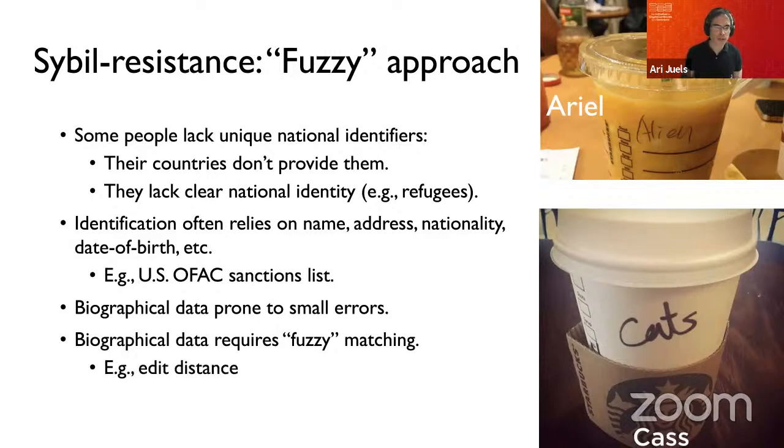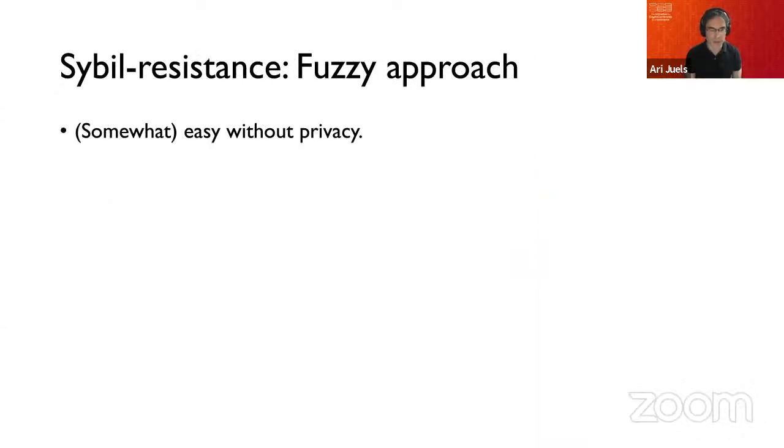A natural notion of fuzziness here would be something like edit distance. So we consider a user's presented name to match a registered name if the edit distance is below some predetermined threshold. It's relatively easy to compute edit distance if you're not concerned about privacy. If the names of all the users who'd registered with Candid and their addresses and so on and so forth were known to the committee and were presented in the clear to the committee at the time of registration, it would be easy to implement this approach.